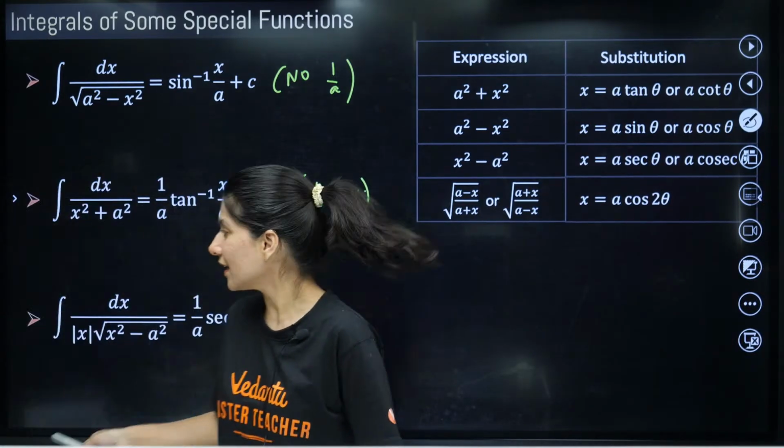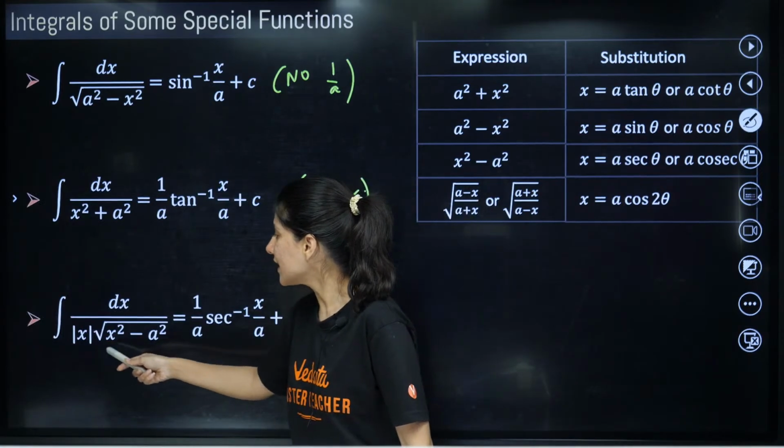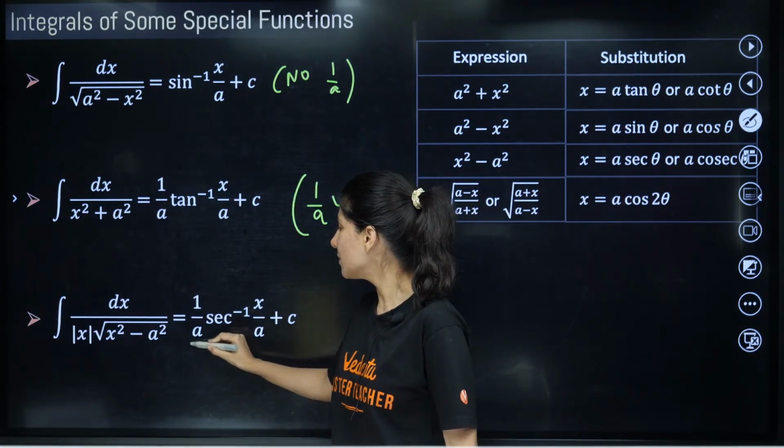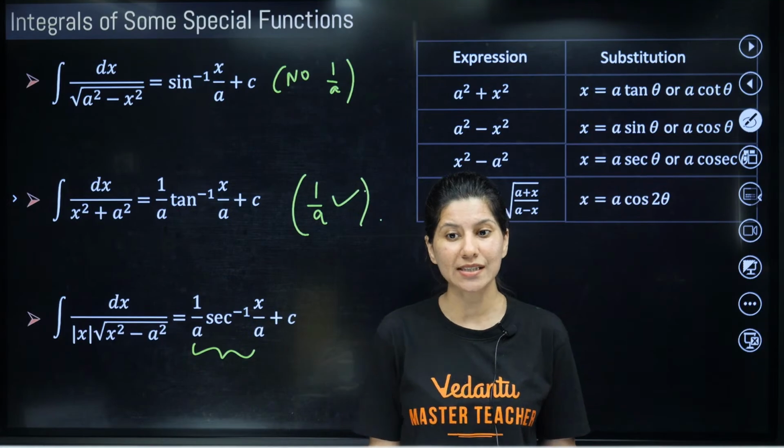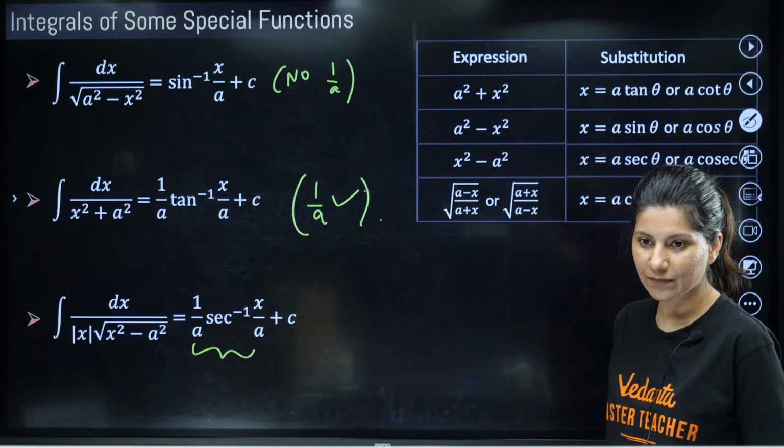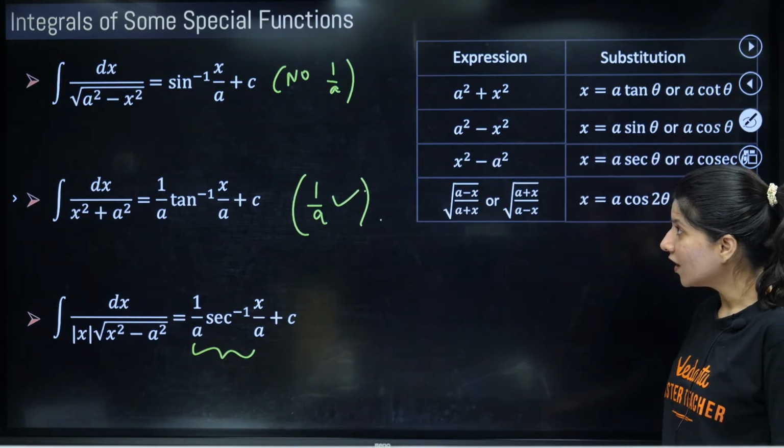And the same thing, can you see, 1 upon mod x square root x square minus a square will be 1 upon a sec inverse x by a. Clear? Okay. All right.